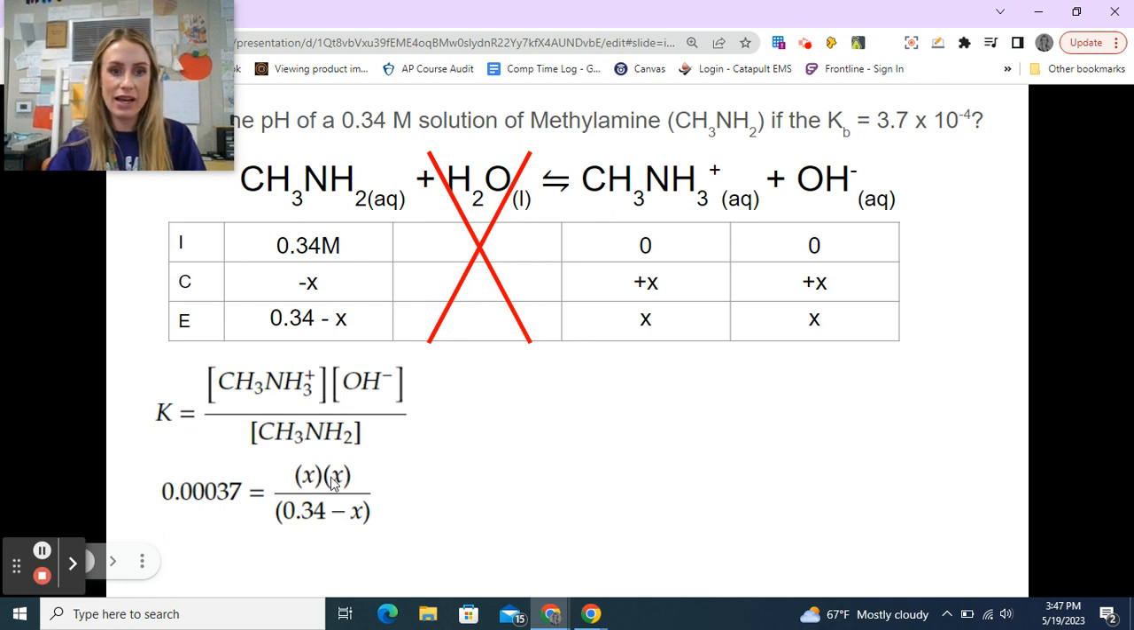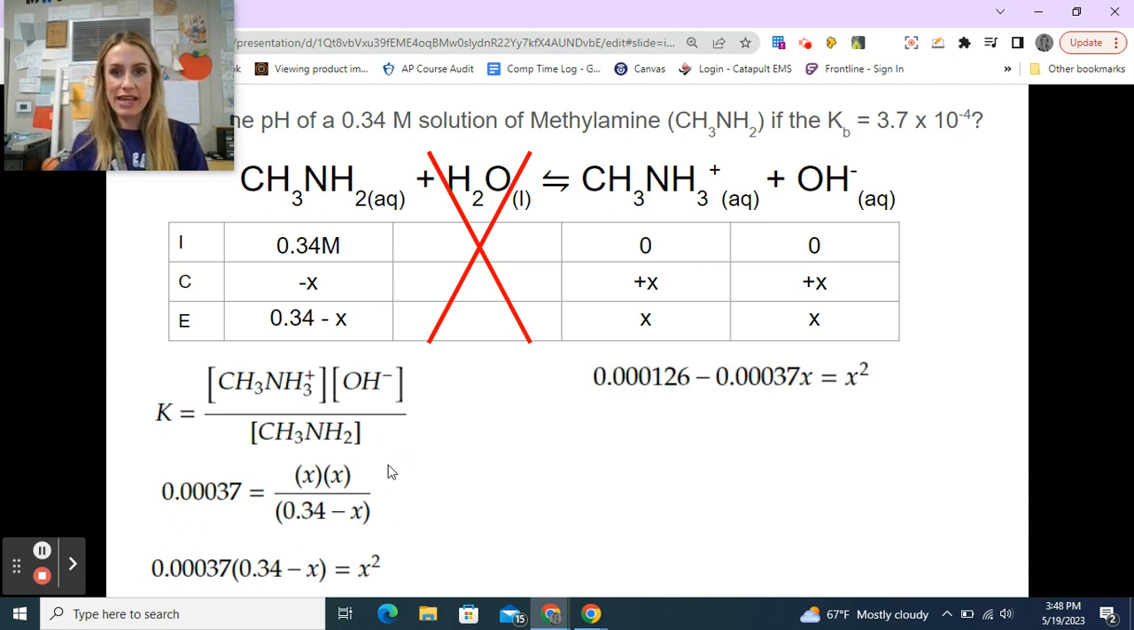And then I get my equilibrium concentrations of my two products, so X times X on the numerator. And then I get my equilibrium concentration of my reactant on the bottom, so 0.34 minus X there. Same thing here. I'm going to multiply both these x's together to get x squared on the numerator, and I'm going to multiply both sides of this equation by this 0.34 minus x in order to get rid of the denominator and bring everything up to the same level. So I get this, and then now I'm going to distribute that 0.00037 to both the 0.34 and then minus x. And so I get this when I do that.